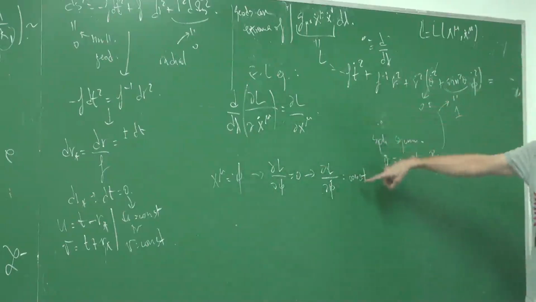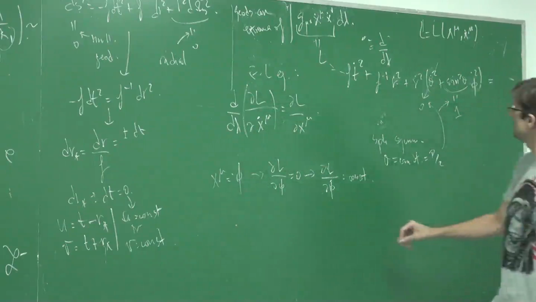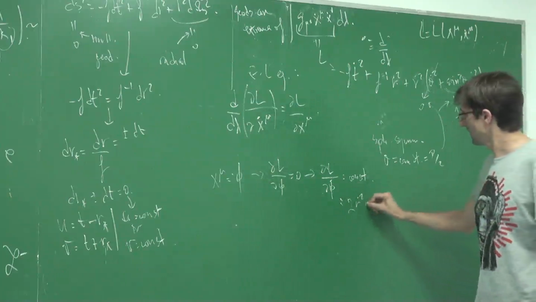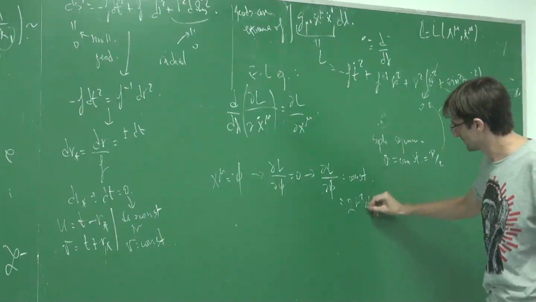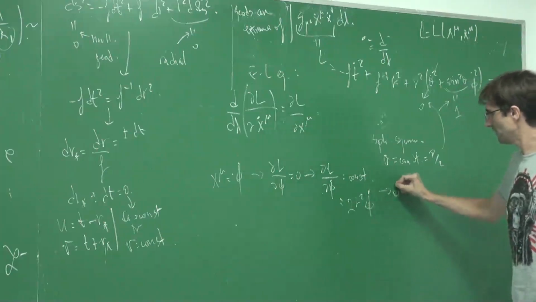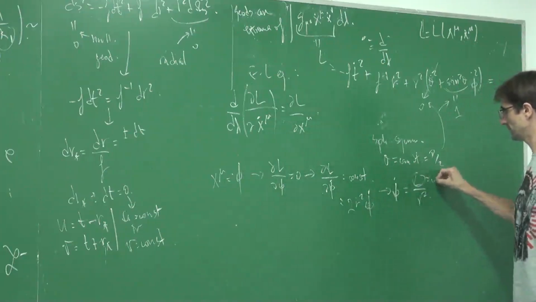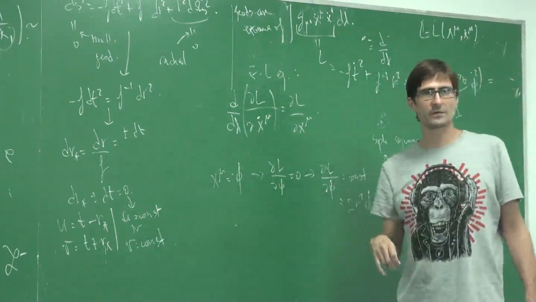Now you differentiate with respect to phi dot, so that's 2 r squared phi dot. So that tells you that phi dot is a constant divided by r squared. That constant is called the angular momentum. Axial symmetry gives you conservation of angular momentum.